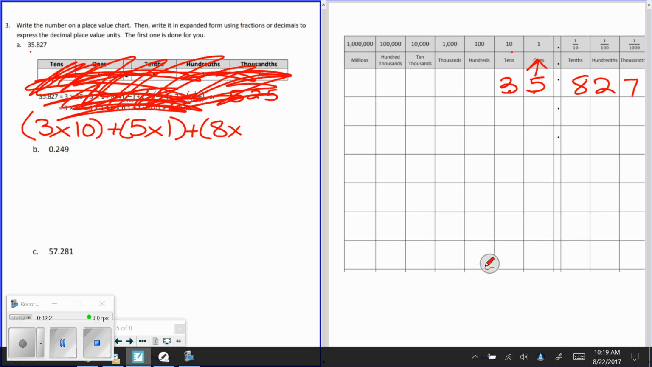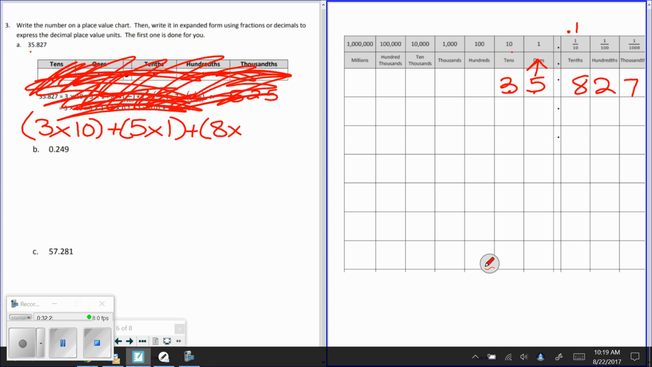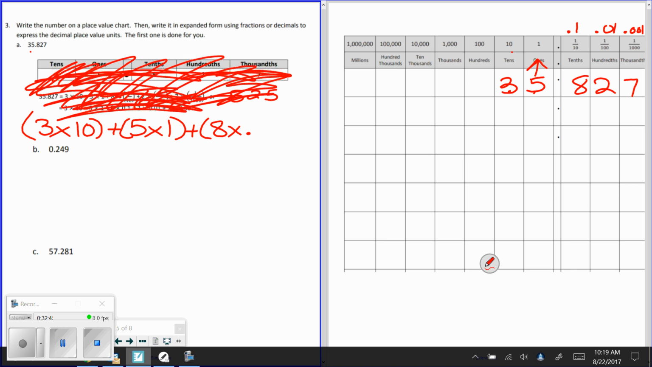Okay. So 1/10 is the same as 0.1. 1/100th is the same as 0.01. 1/1,000th is the same as 0.001. So when you're writing it, you can choose to either write the decimal or the fraction. It really doesn't matter because they're both the same thing. So 8 times 1/10, 8 copies of the tenths place.